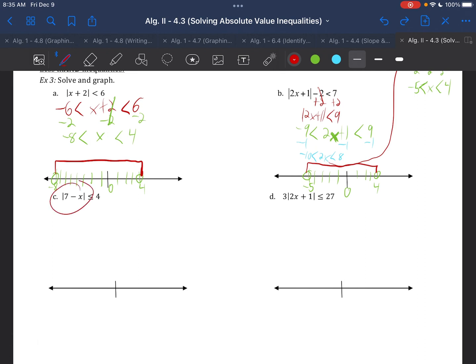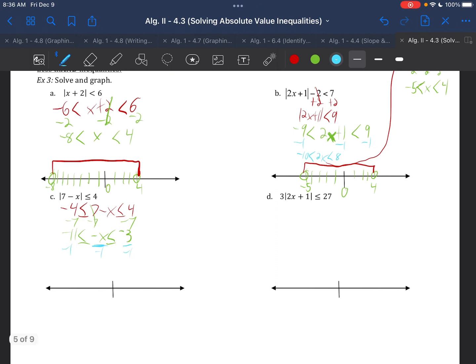Letter C, I'm going to recommend you do on your own. All right, letter C. So the absolute value is already by itself. So I'm going to do the negative 4 is less than or equal to this time, because that's the inequality. 7 minus x is less than or equal to 4. So I'm going to subtract 7 from the left, right, and middle. Get negative 11 is less than or equal to negative x is less than or equal to negative 3. Now I have to get rid of this negative, so I'm going to divide by negative 1 on the left, right, and middle.